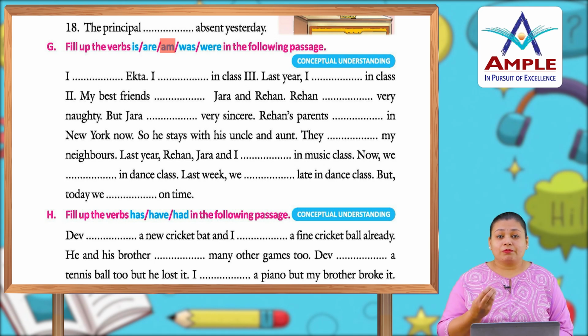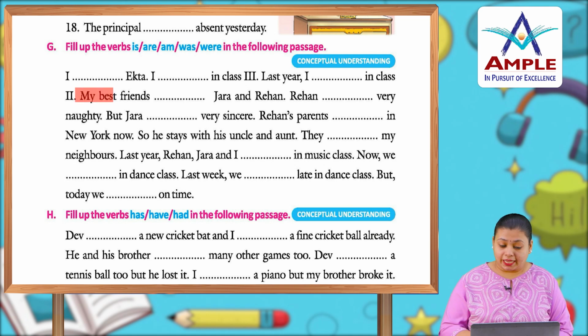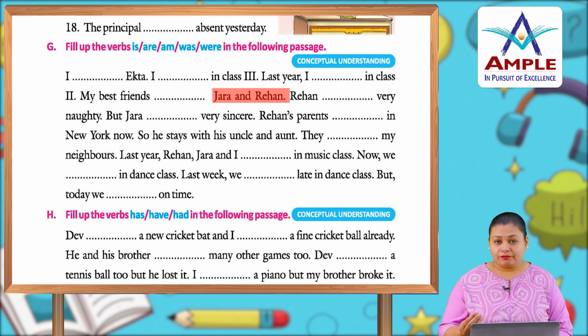In these sentences, the particular person is talking about the present situation. Last year, when we are talking about last year, it means it was past. So last year I was in class 2nd. My best friends were Zara and Rehan. Okay, so this is how you will fill it.